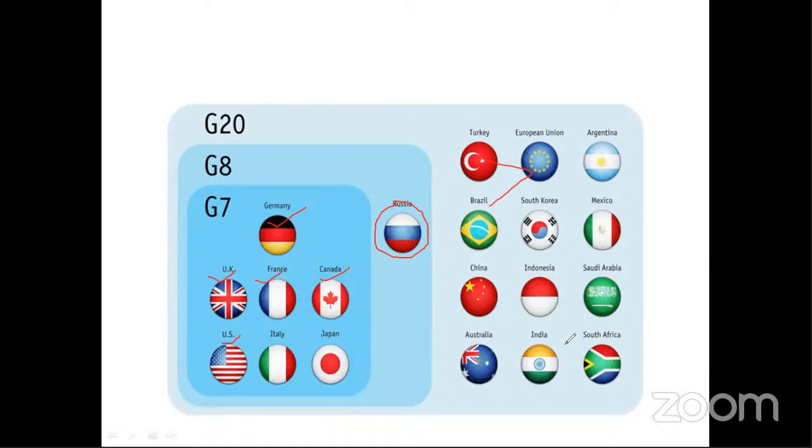In the prelims exam, one question may ask which of the following countries is not part of G7, or India is part of which of the following organizations, or in which organization India is not a member. So remember the names of the countries in G20, G8, and G7. This diagram will help you remember all these countries.